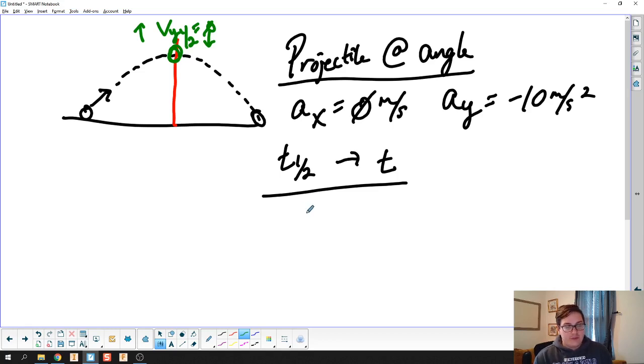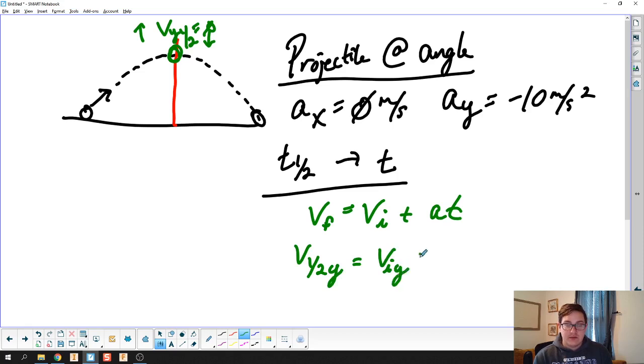First one being, if we know our height, so delta y, we would also then look at... I'm using the wrong formula. Often we would know initial velocity in the y direction. So final velocity equals initial velocity plus acceleration times t. This is the equation we'd use, but we'd redress it a little bit to be velocity at the halfway point in the y direction is equal to the initial velocity in the y direction plus acceleration, which is negative 10, times t 1/2. From there, we could unpack it and start to look at those different things.